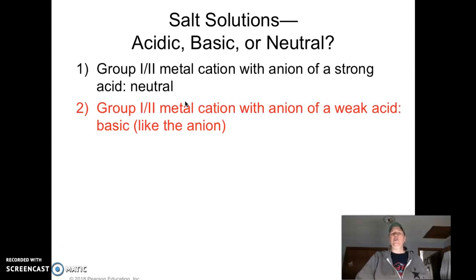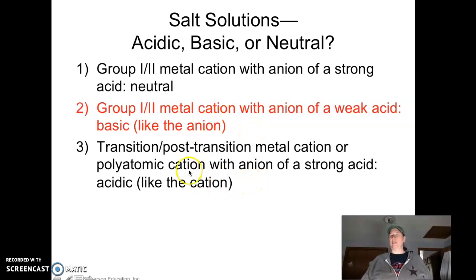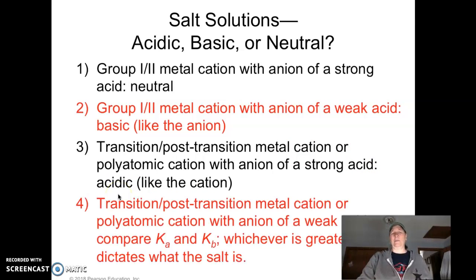If you take them and put them with a weak acid, then the anion will act like a base, so the solution will be basic. That's a group 1 metal cation with the anion of a weak acid. Then the transition metals, like copper and iron, the ones in the middle, if you put them with a strong acid, you're going to end up with a very acidic solution. And again, these are in your book. You don't have to memorize them. You can just look them up, you guys.